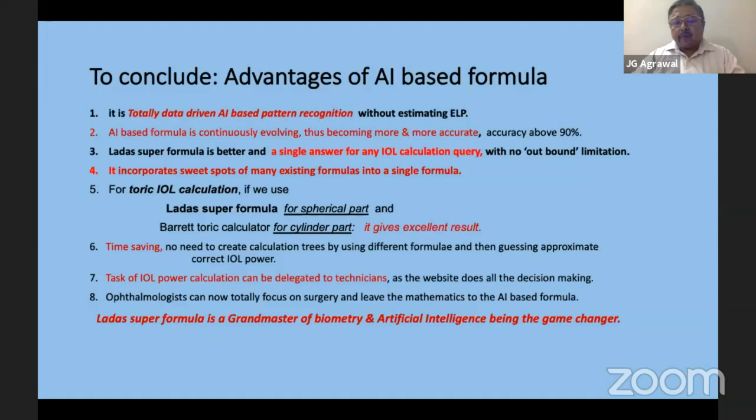Thus, the LADAS Super formula or the Hill RBF formula, they are very good, and even among these, the LADAS Super formula is the grandmaster of biometry, and artificial intelligence is the game changer. Thank you. Thank you for your kind hearing.